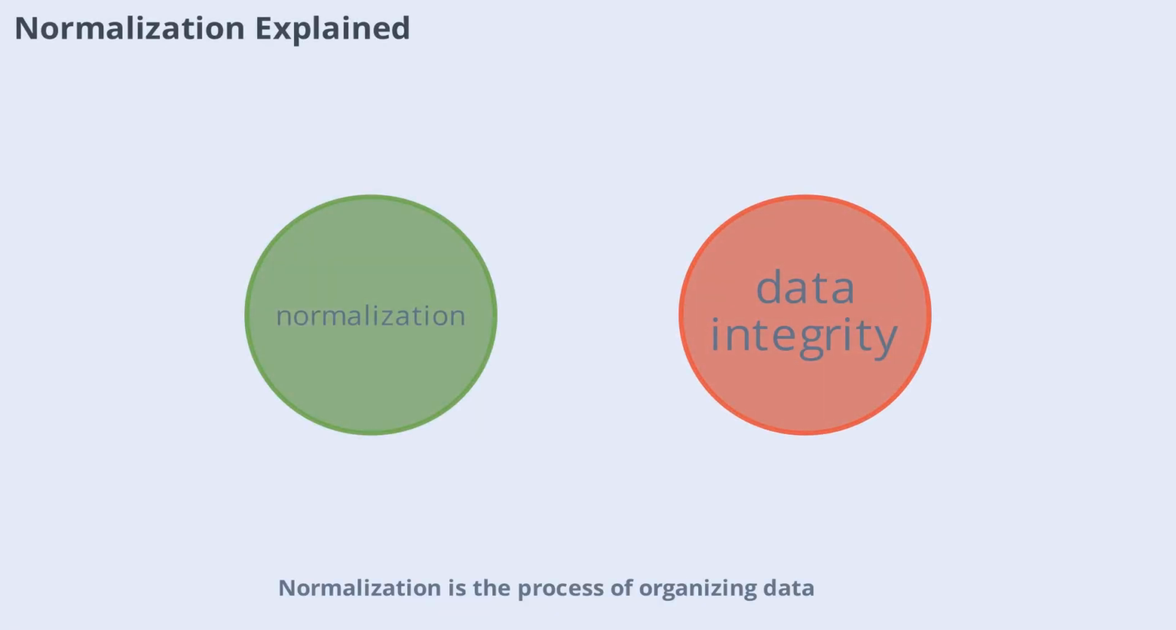Normalization is the process of organizing data to reduce redundancy and improve data integrity. By breaking data into related tables and defining relationships, normalization ensures that each piece of information is stored only once. This makes updates easier and reduces the risk of inconsistencies.